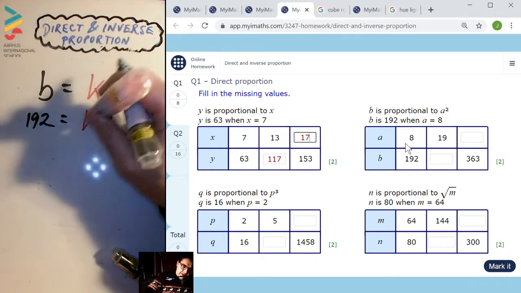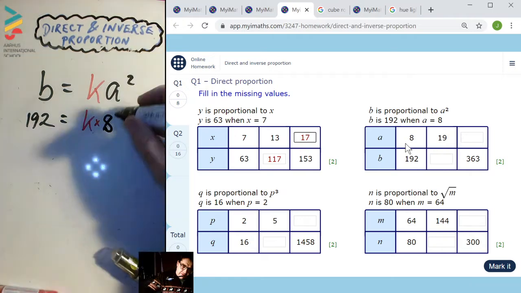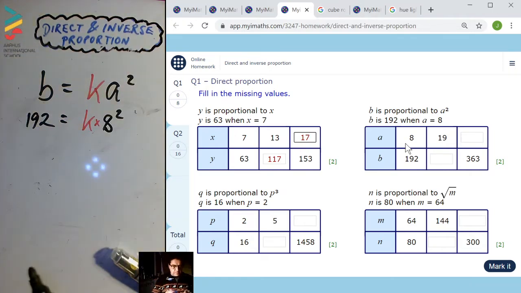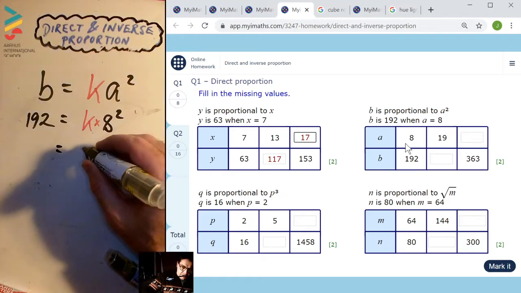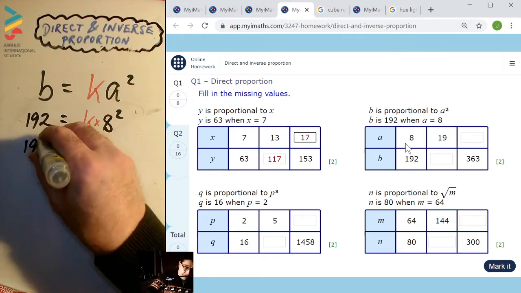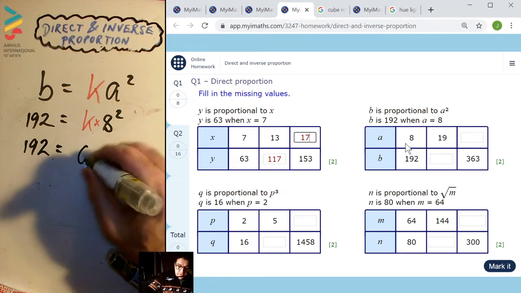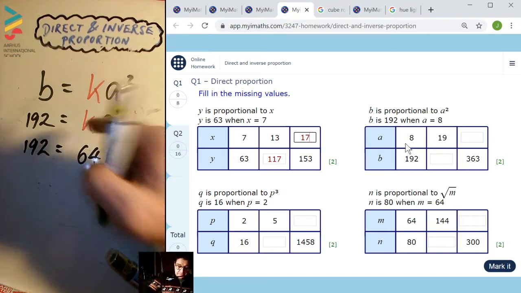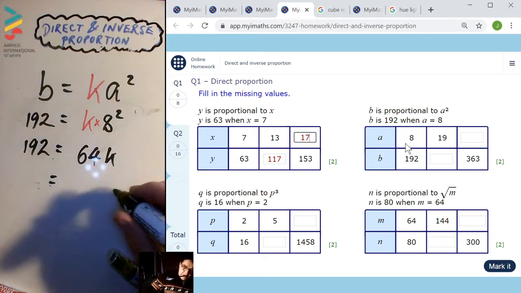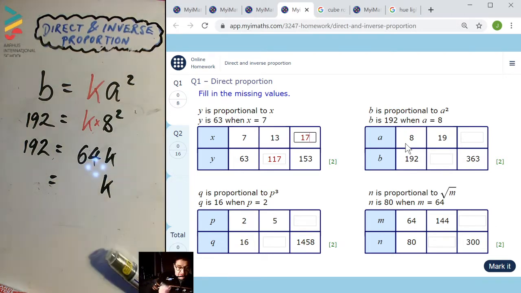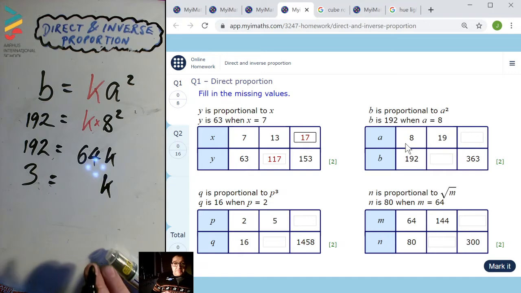So putting those numbers in, 192 equals k times 8 squared. Well, 8 squared is 64, so 192 equals 64 times k. And then I want to get the k bit on its own, so I need to divide by 64, and that does go exactly. If we divide both sides by 64, we get that k is equal to 3.